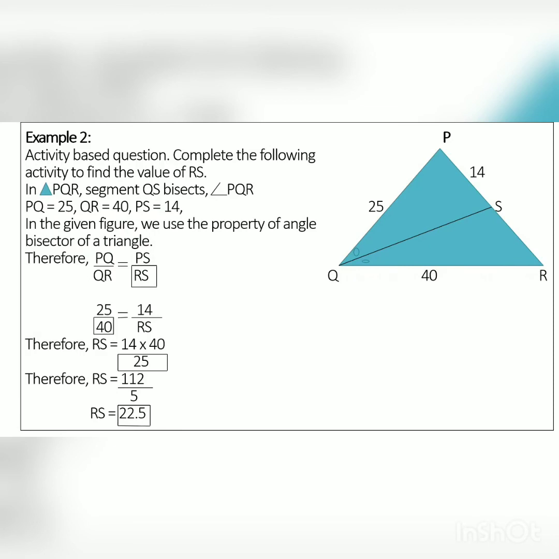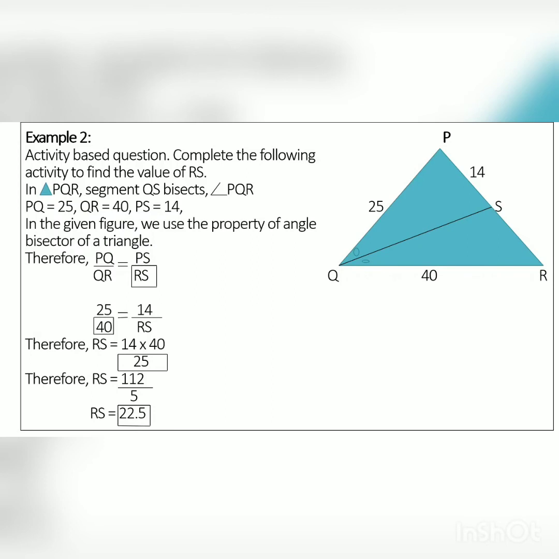Our second example is based on an activity based question. You know the pattern of our question paper: in question paper second question, part A has two activity based questions. In question number 3, part A also has one activity question. You have to complete the given activity.